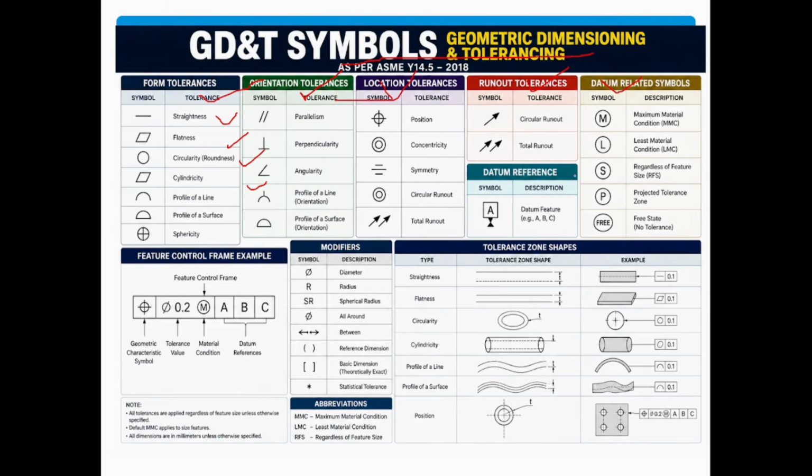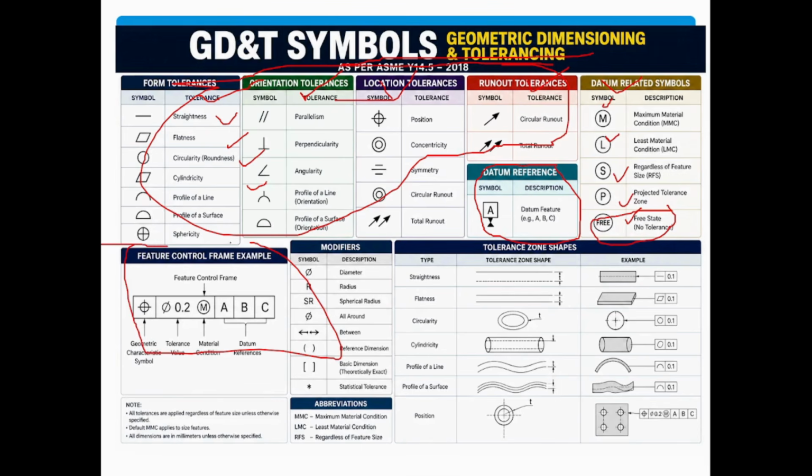Now we have discussed these things, and I have also told you about the datum. Not in that much detail, but I have already given you a brief introduction about the datum. But what are these symbols? M, L, S, P, or free, no tolerance. We will discuss this information also in the future slides in this video. So the complete feature control frame is this.